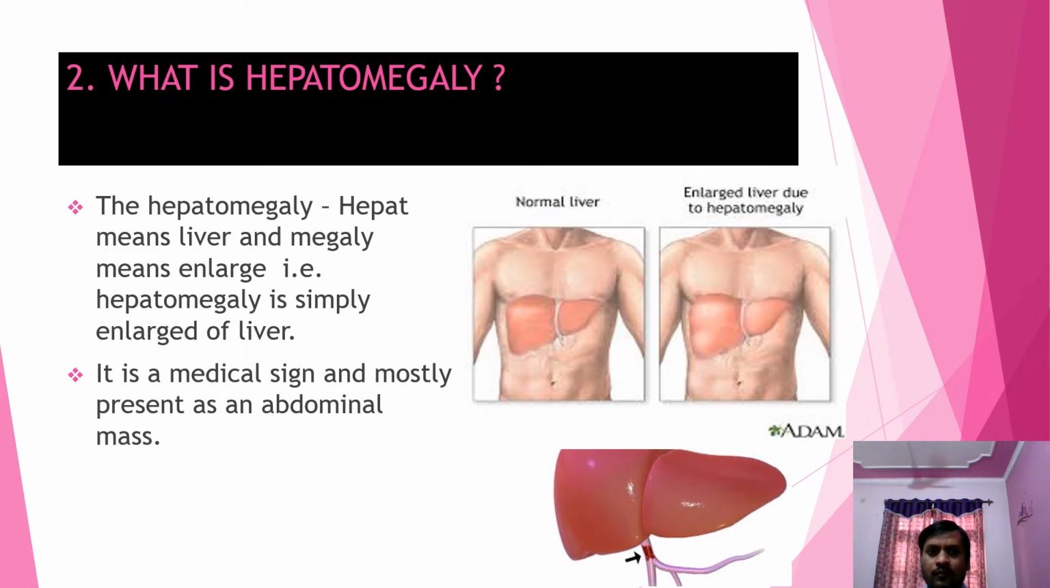Now we come to the heading, what is hepatomegaly. Hepatomegaly is made up of two terms, hepat and megaly. Hepat means liver and megaly means enlargement. That is, hepatomegaly is the enlarged condition of the liver. It is basically a medical sign, and mostly presents as an abdominal swelling, mass, or lump.